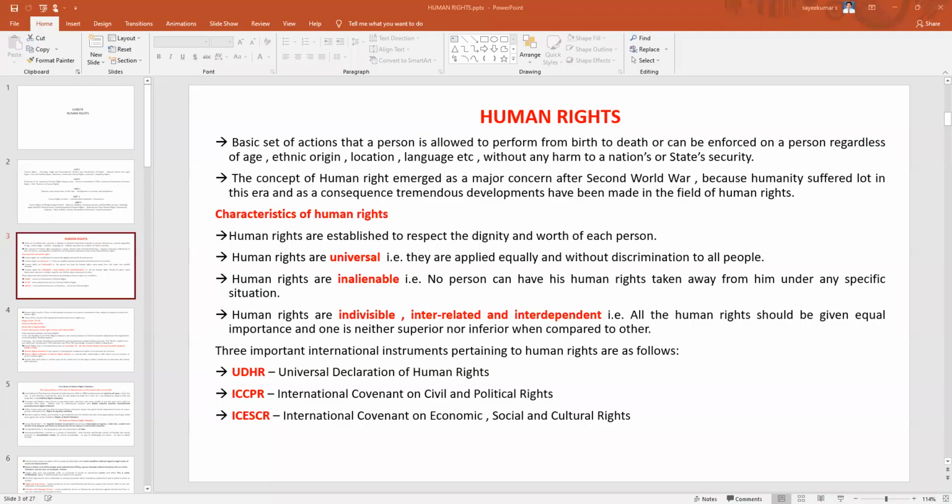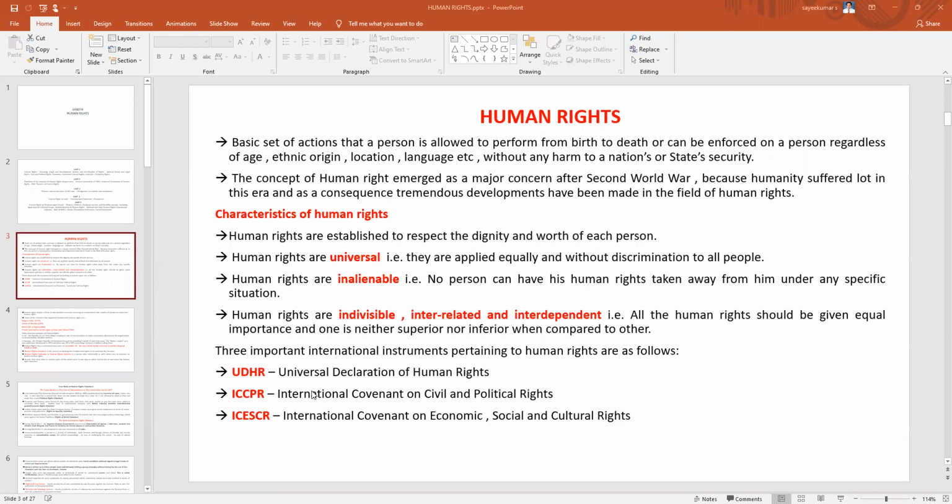Today I'm going to take the topic of what is meant by human rights. Human rights are nothing but the basic set of actions which a person is allowed to do or perform from birth to death, or which can be enforced on a person regardless of his age, creed, character, location, language, provided the enforcement does not create any harm to a nation's or state's security.